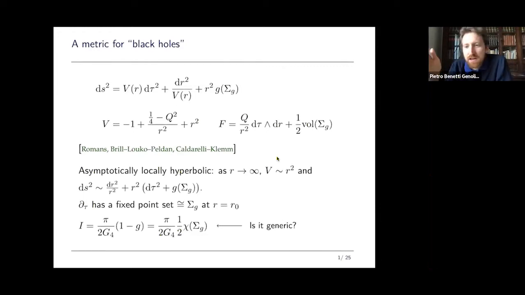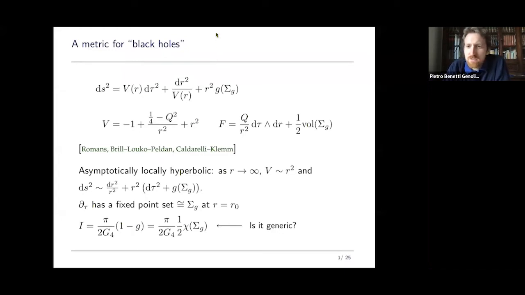However, let's look at the boundary of this metric. If you take the radial coordinate to infinity, V scales like r squared. This becomes the dominant term, and therefore the metric looks like this. There is a dr divided by r squared, times an overall r squared that multiplies a product metric. These types of metrics that look like this, for which I can define a conformal boundary such that the metric splits like this, are called asymptotically locally hyperbolic. It's just a name for the time's sake.